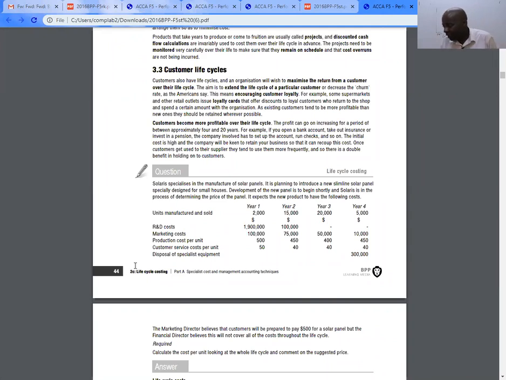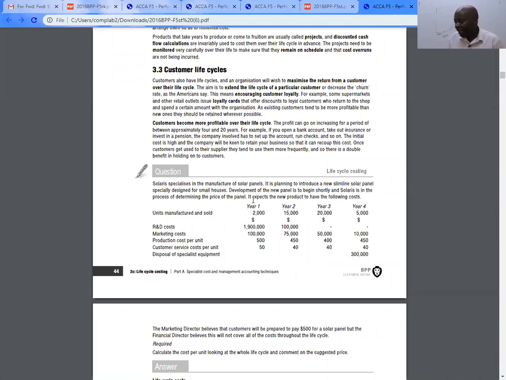The same case here with customer service cost, I can see per unit. So it is per unit, I must always do that simple thing. How about the disposal? Disposal cost, they have not made mention of the word per unit anywhere. So I'll only take it the way it is, 300,000.